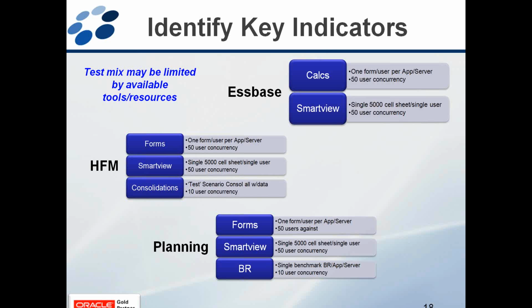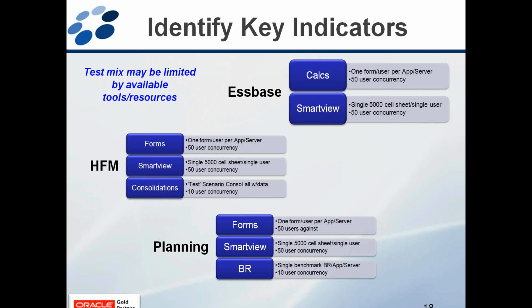In this case, we should look at each product, regardless of whether it's IBM Cognos or whatever, and decide what are the things that are really good indicators for the rest of the system. So for Essbase, obviously looking at business calcs, whether it's MaxL scripts or calcs, that's a pretty good indicator as to how the Essbase engine is performing. But we also want to maybe look at how some data retrieval is performing, and maybe we use SmartView for that. For HFM, we might want to look at the end user standpoint and forms. We also want to look at the calcs and the consolidations, whether it's one user or 10 users.